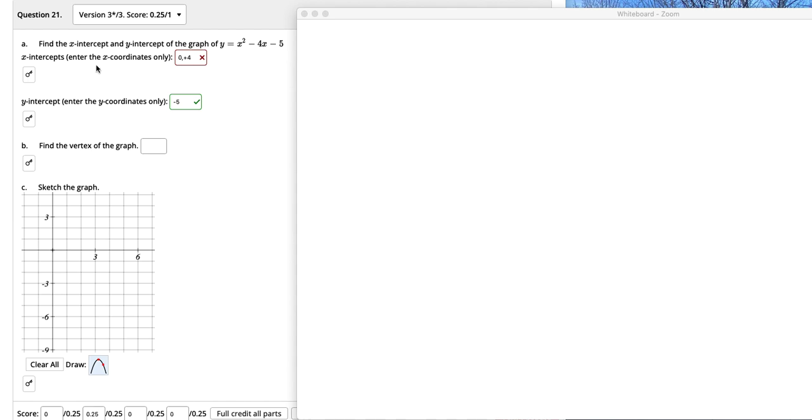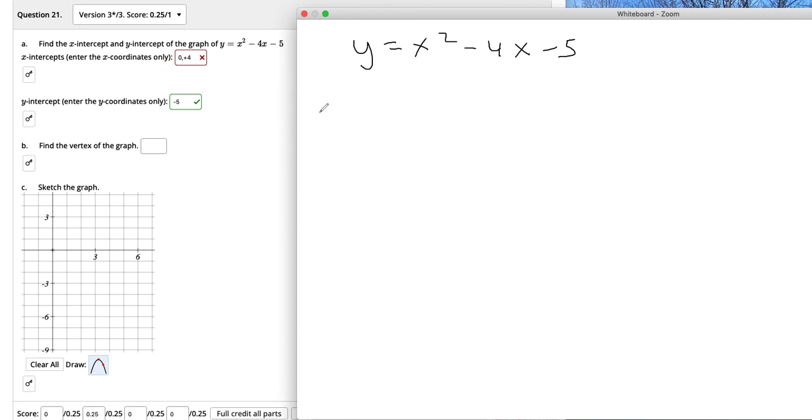Okay, so we're given this equation and then asked to find x and y intercepts in graph. So let me write that down over here. So let's do the y-intercept first because it's the easy one.